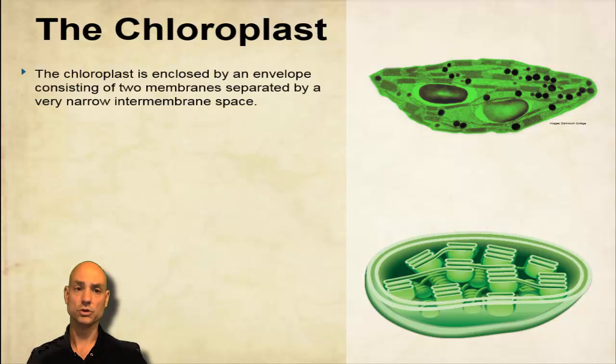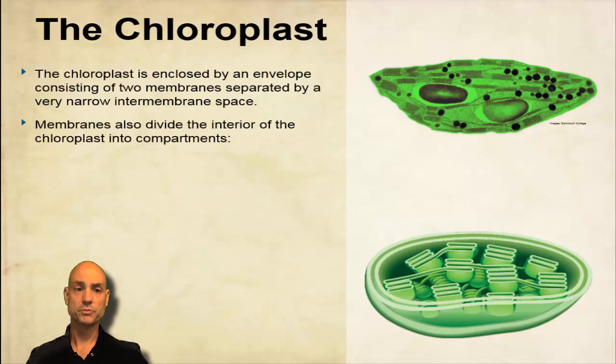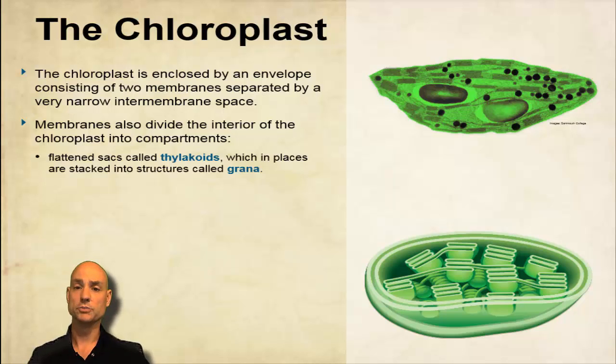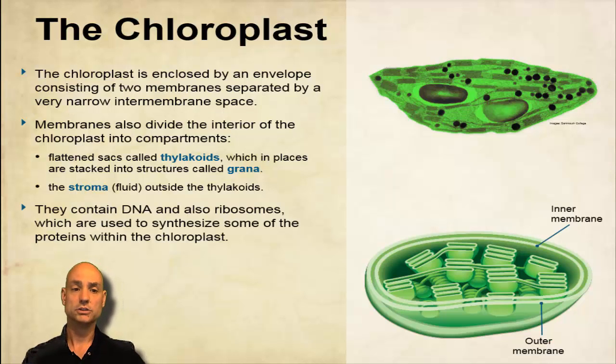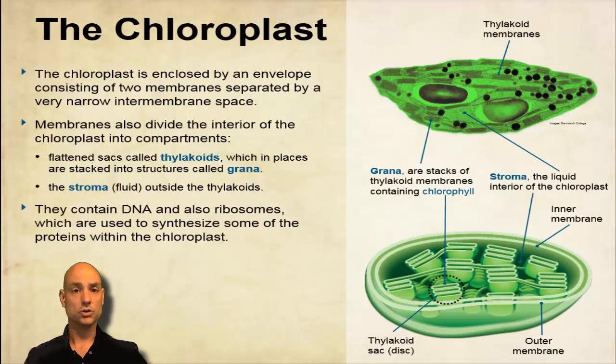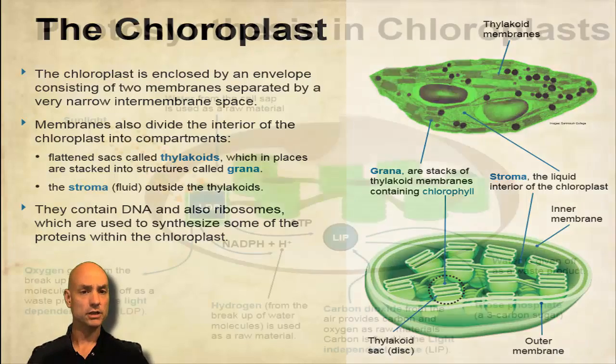So a little bit more about this chloroplast. The chloroplast is enclosed by an envelope consisting of 2 membranes separated by a very, very narrow intermembrane space. The membranes also divide the interior of the chloroplast into very small compartments. These flattened sacs called thylakoids are in places stacked together, called grana, and the space between those is called stroma. You should also know that chloroplasts have their own DNA. They and mitochondria have their own DNA. More about that idea later on.